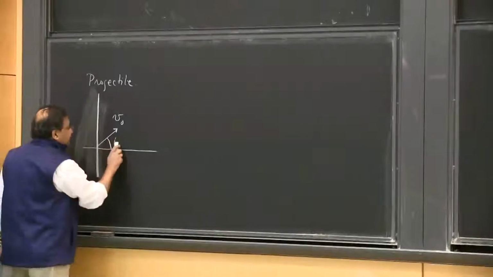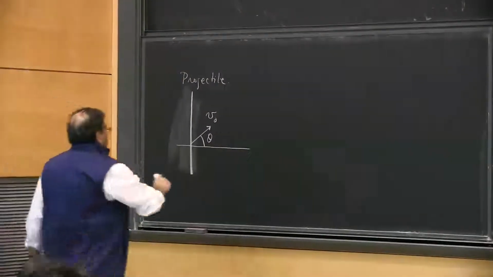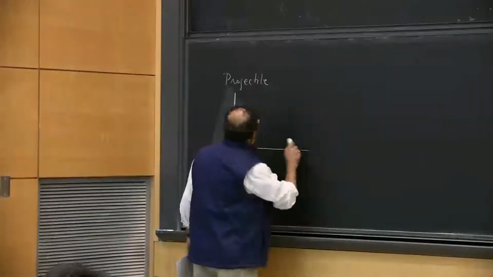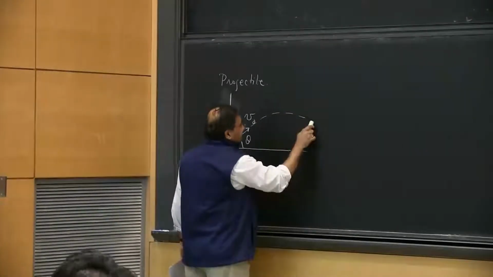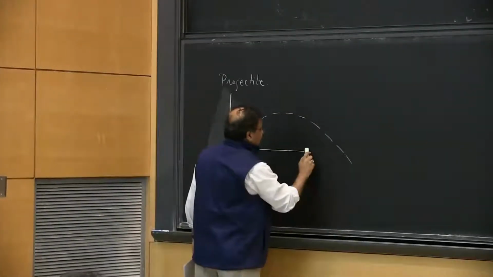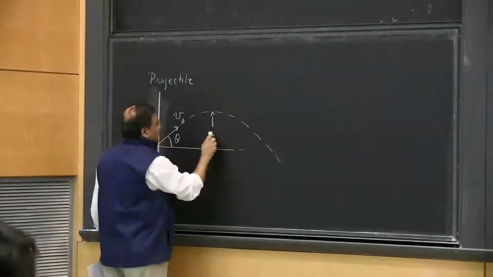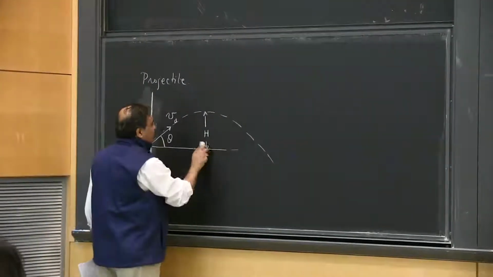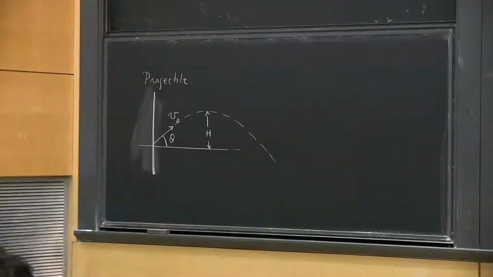And this is theta. I'm calling it theta 0, so I think I wrote theta 0 in my notes. But if you follow the trajectory, as we discussed, it's a parabola. Nothing changes there. But there are certain things about the parabola that are easy to find. One, for example, is the height h, which is the highest point this projectile will reach.